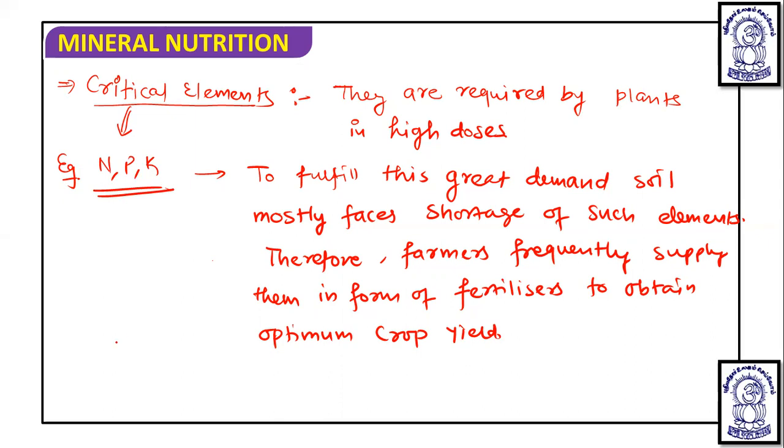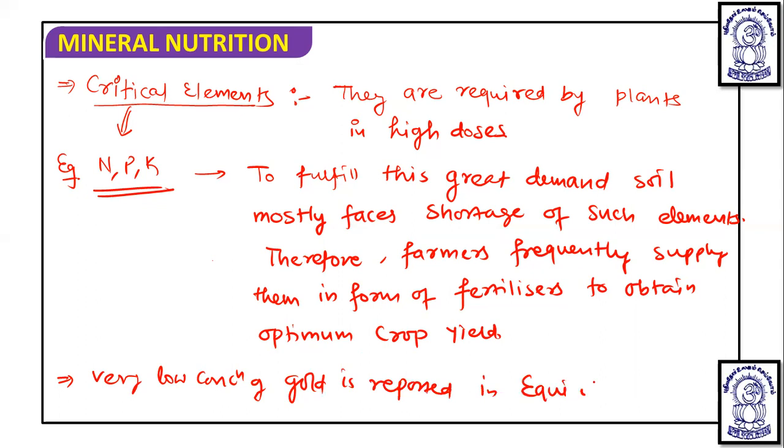Now we have discussed gold, which occurs in very low concentration. It is not a macro element. It is reported in aqueous atom, which you should remember. Aqueous atom is a pteridophyte and mustard plant.